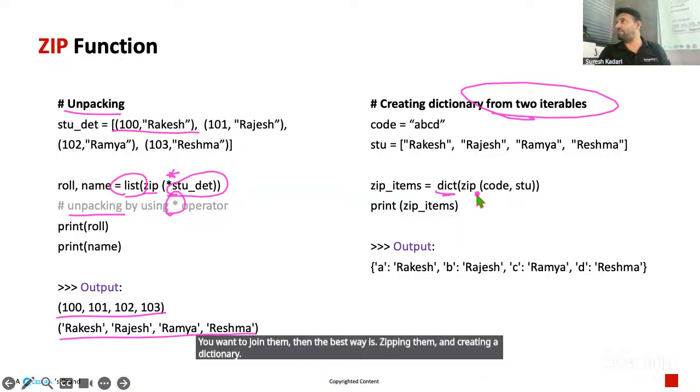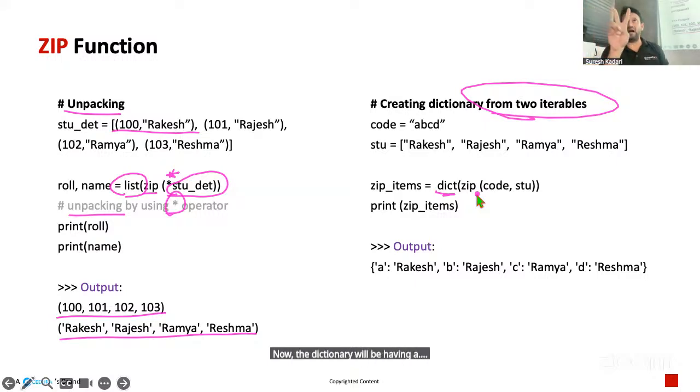Now the dictionary will have 2 parts. The first part will be the key. The second part will be the values. If I switch this, I'm switching the keys and values, so easily I can do that. Then from the dictionary, I can create a column or data frame. When I get a data frame, everything is easy for me.